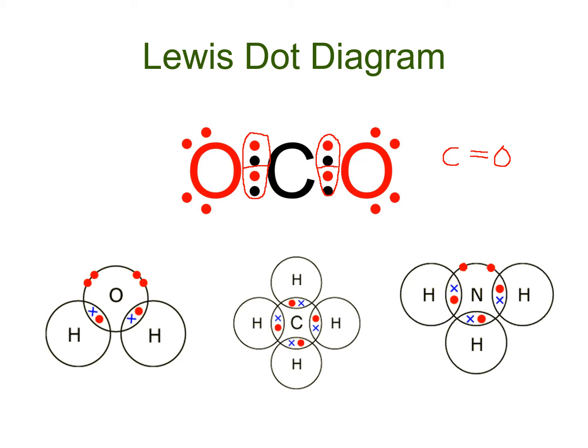Now down the bottom on the left, we've got water. And in this case, we're representing the oxygen's electrons as circles and the hydrogen's electrons as crosses or X's. This is an easier way to do it if you're doing this on a sheet of paper and you don't have 2 different colors. In the middle, we've got methane.